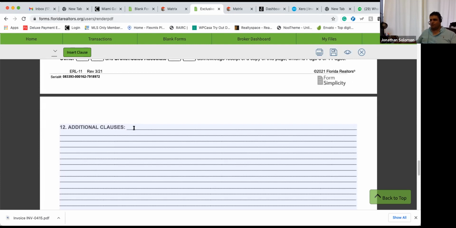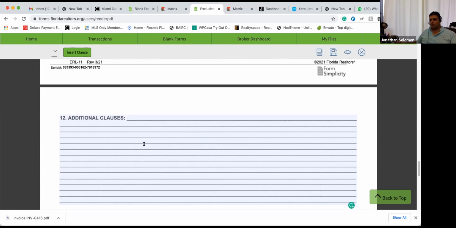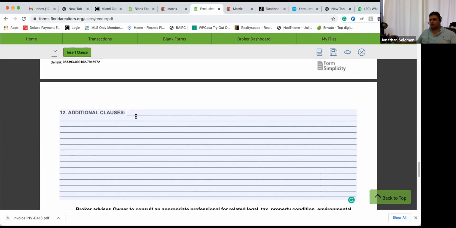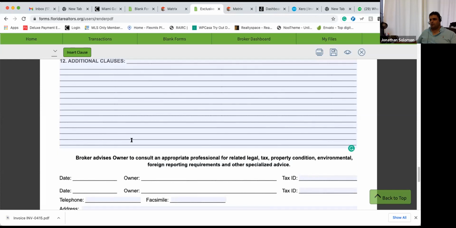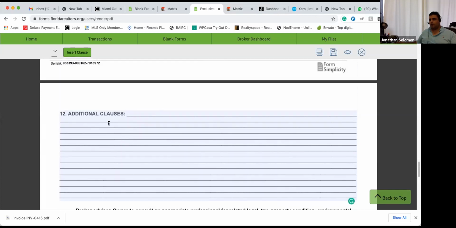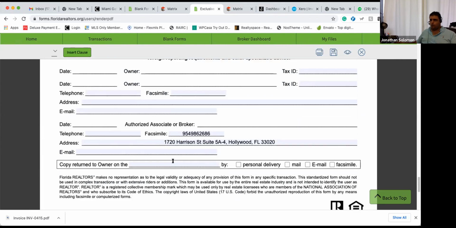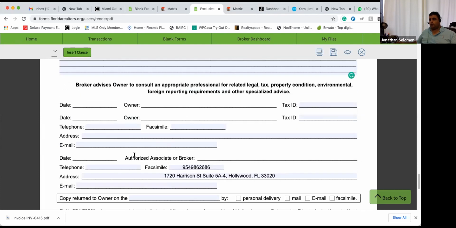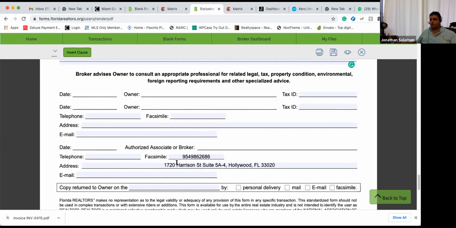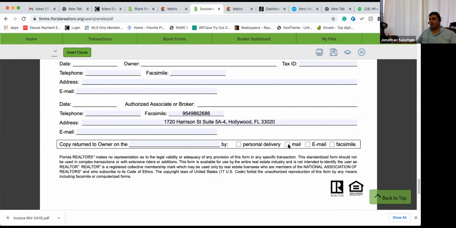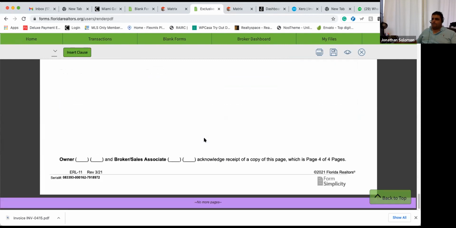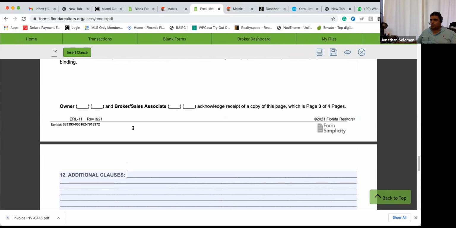You don't want to be accused of being an attorney when you're not, unless you are an attorney. So be careful when you add in an additional clause not to add too much, just the most minimal stuff. And if you need help with that, you can always let me know and I'll have our attorneys prepare an additional clause for you and write it down. And of course, the signature part with the information of both the potential landlord and the listing brokerage and the way it was delivered. So that's it. That is the listing agreement.